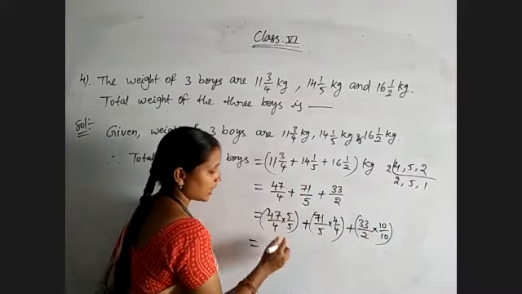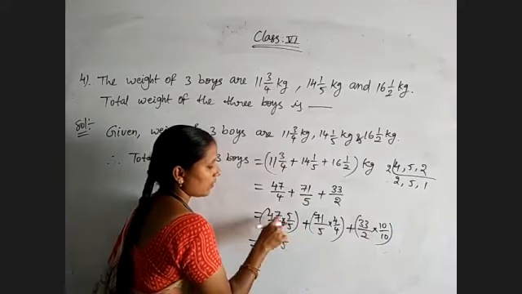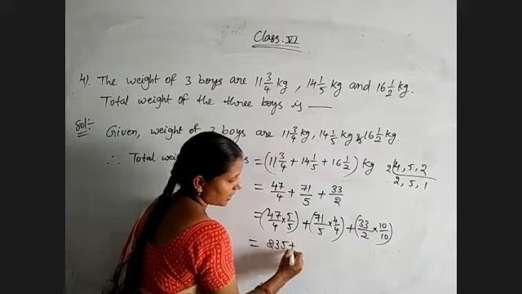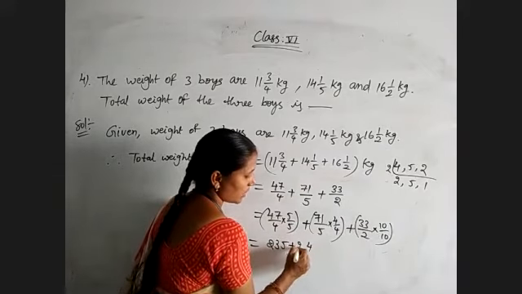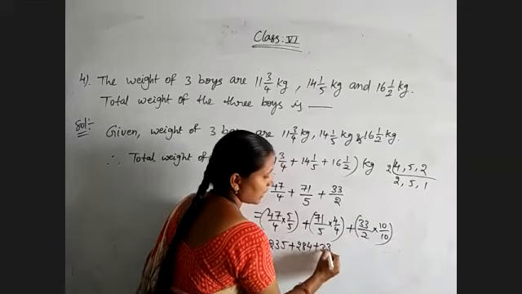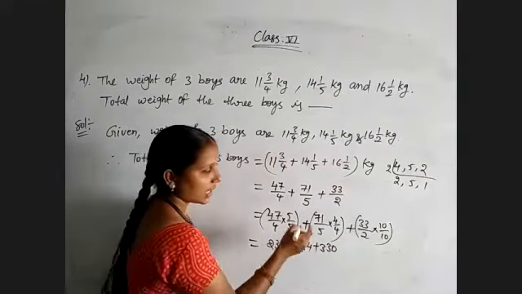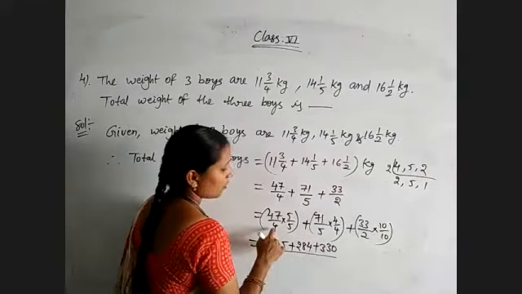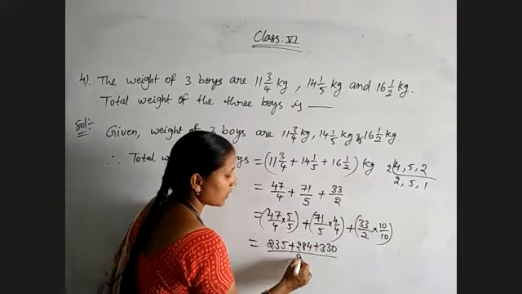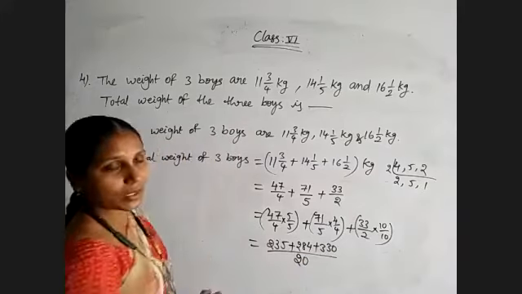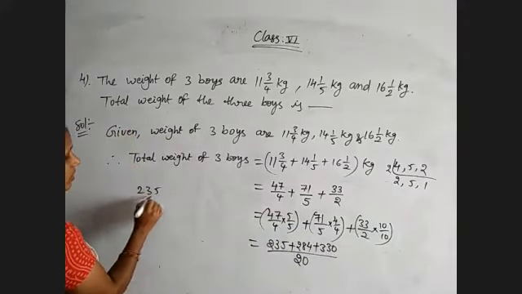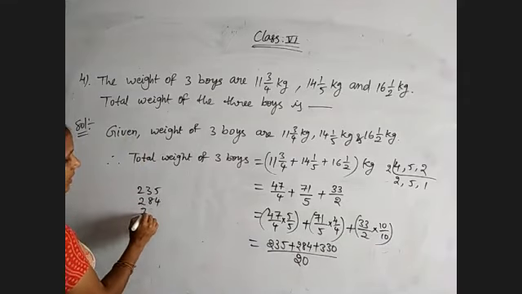5 7s are 35. 5 4s are 20. 20 plus 3 is 23, 235. Plus 4 1s are 4, 4 7s are 28, 284. Plus 33 into 10 is 330 divided by 20. 20, 20, so all are like fractions. Means only once we will get the denominator 20. So add all those values: 235 plus 284 plus 330.